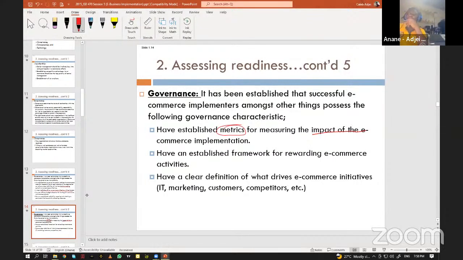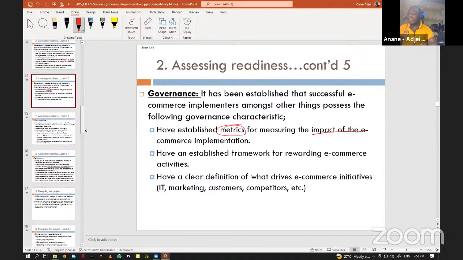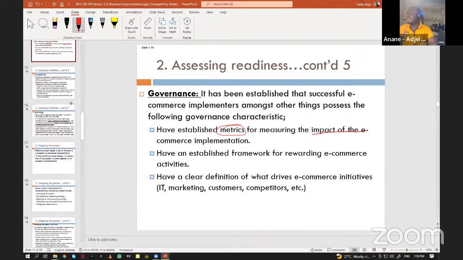Then they also have a clear definition of what drives e-commerce initiatives. Is it the IT? Is it the marketing? Is it the customers, or is it the competitors? They have a clear definition of what motivates the organization to implement the e-business. Is it the customers? Is it for marketing purposes? Is it because of the IT, or is it because of competitors and other things? So they have a clear definition of what drives the e-business initiative.